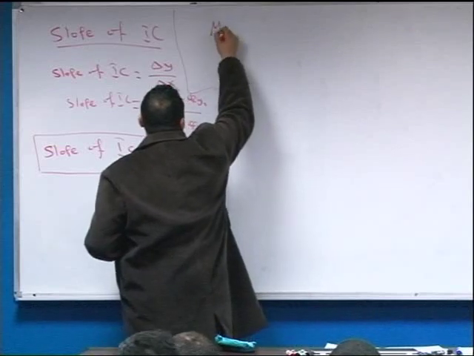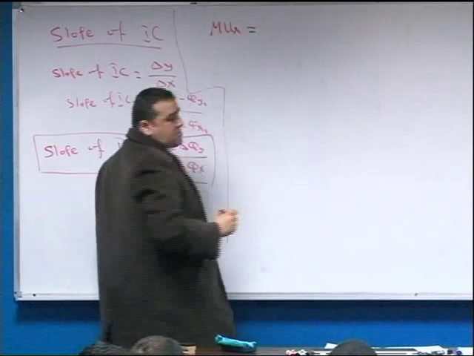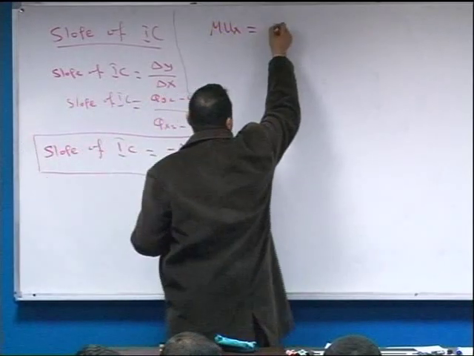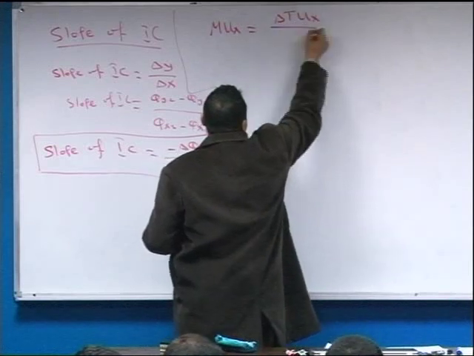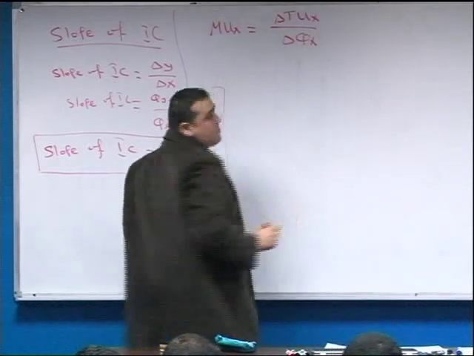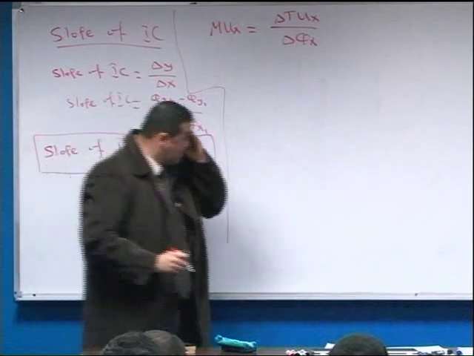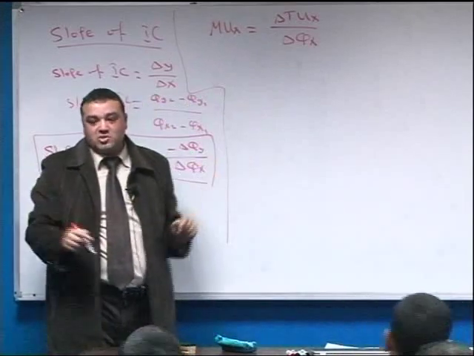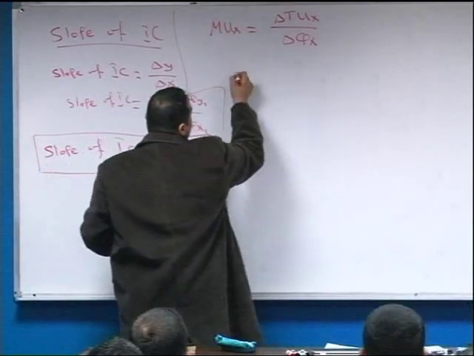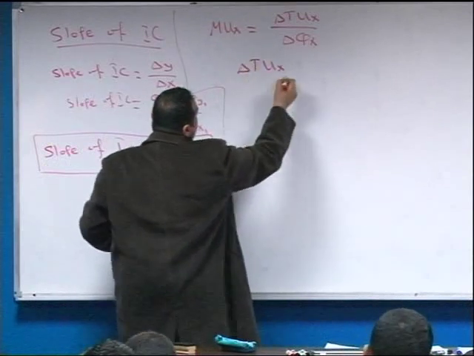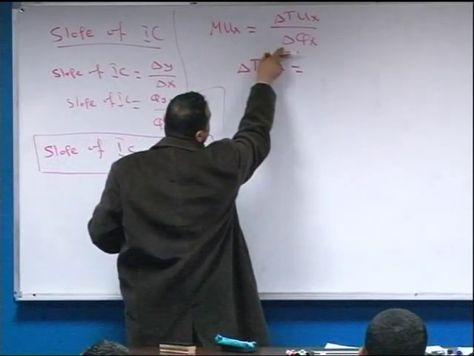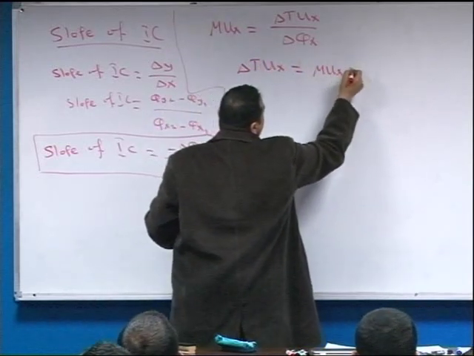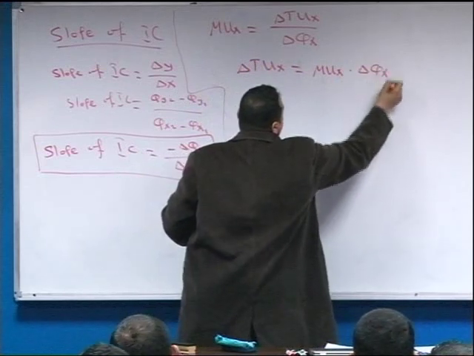MUX equals how much? Delta TUX over delta QX, right? So, let's derive the change in total utility of x. In this case, delta TU of x must equal MUX times delta QX. This is the first formula.